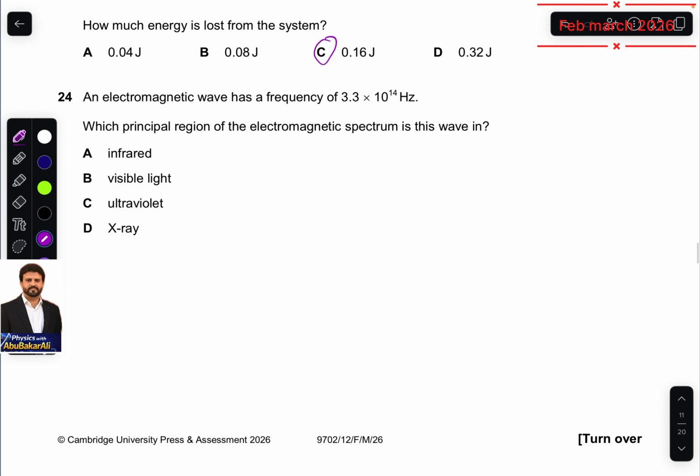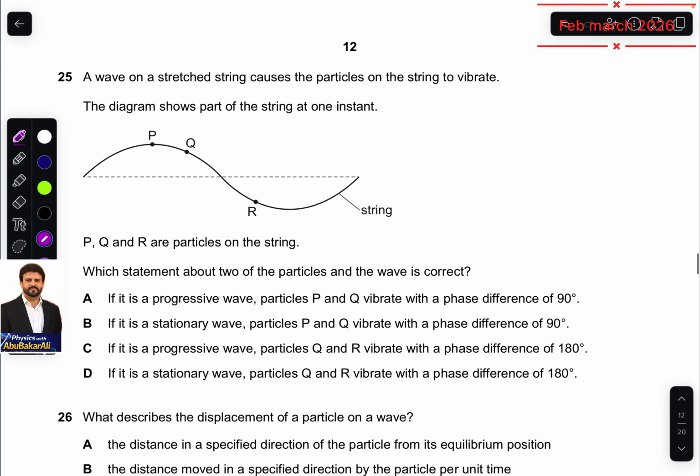Question 24, an electromagnetic wave has a frequency of this. Which principal region of the electromagnetic spectrum is this wave in? This is in IR. Moving forward, question 25, a wave on the stretched string causes the particles on the string to vibrate.